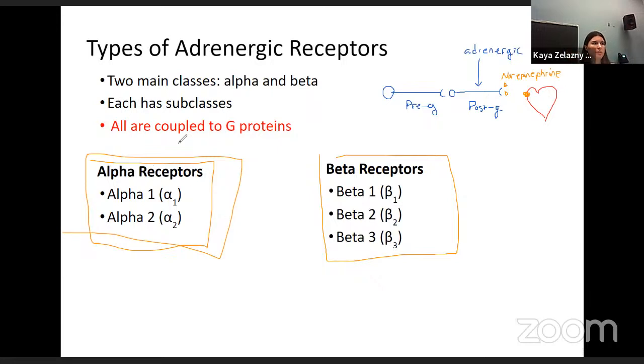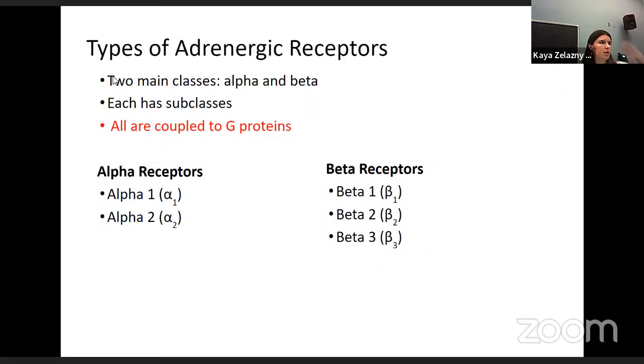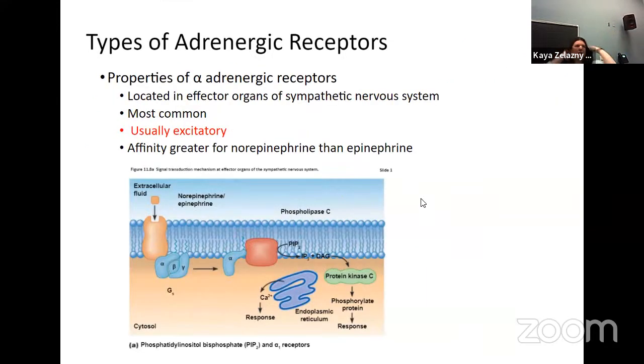All of these are going to be coupled to G proteins. So all of our adrenergic receptors are metabotropic receptors. They have this slow response, this sort of like more varied response. So for our alpha adrenergic receptors, they're going to be in the effector organs of the sympathetic nervous system. They're the most common and they're usually excitatory. Okay? They have an affinity that's greater for norepinephrine than for epinephrine.